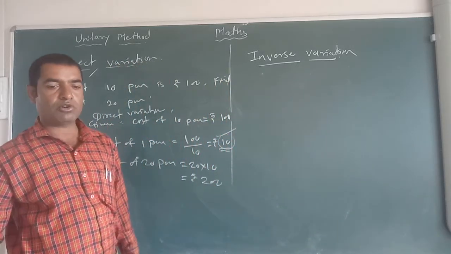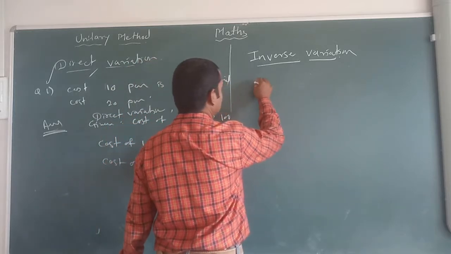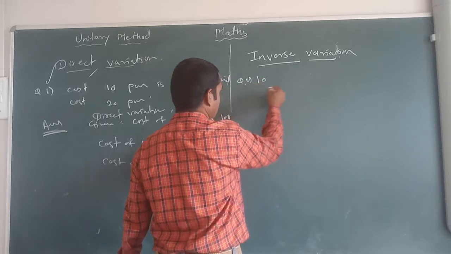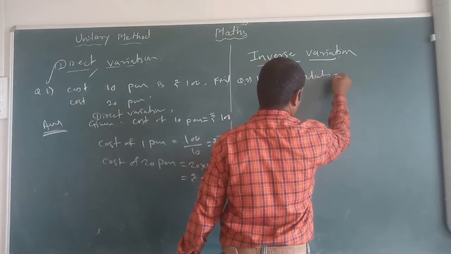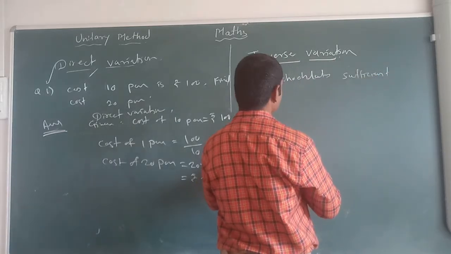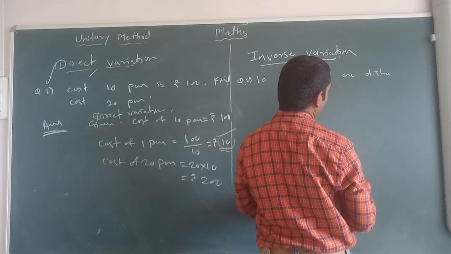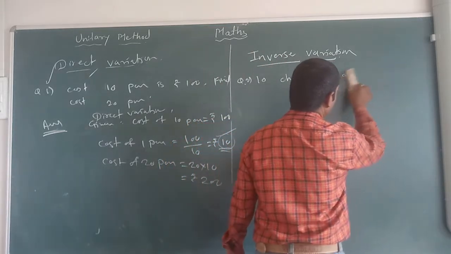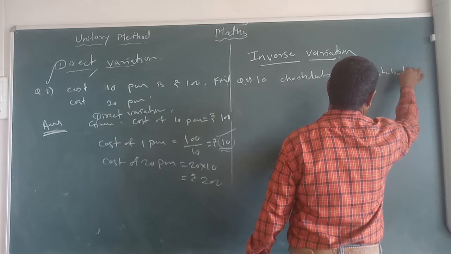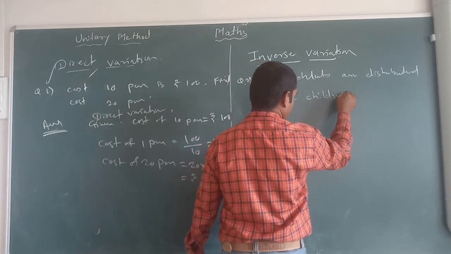Then we will see another problem, on inverse variation. 10 chocolates are distributed to 5 children.